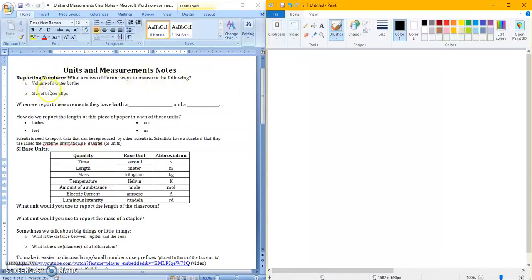So let's start off. If I was to measure the volume of a water bottle, what are two different ways to measure the volume of a water bottle and the size of binder clips? Pause and take a moment to answer.